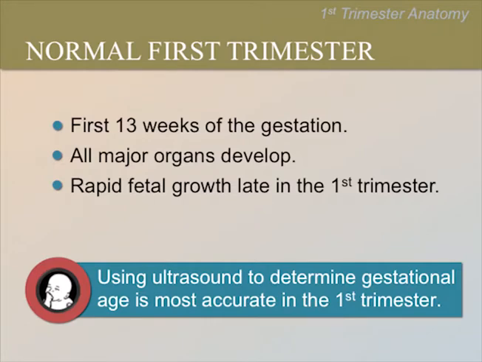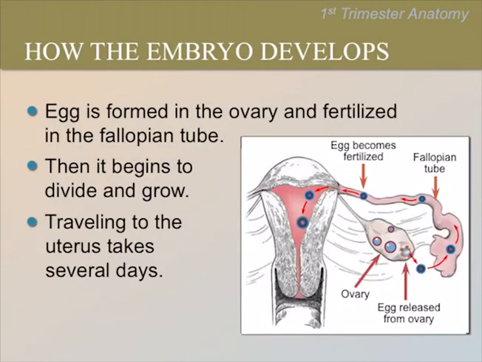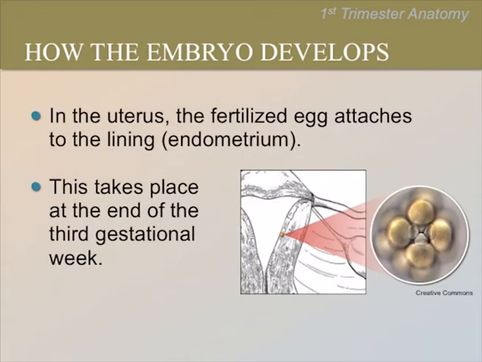The first trimester is also important for us because it is the most accurate time in pregnancy to determine the gestational age. The egg is formed in the ovary. It then travels along the fallopian tube, where it is fertilized on its way to the uterus by sperm. It takes several days for the egg to reach the uterus. Once the egg is fertilized and reaches the uterus, it begins to attach to the uterine lining, called endometrium, where it further divides and grows.